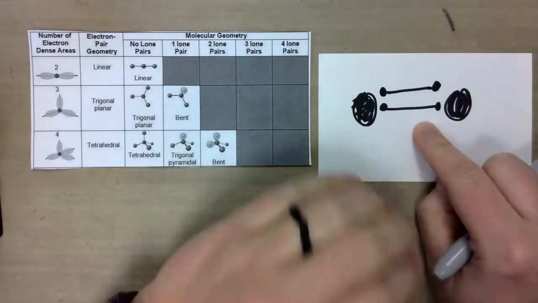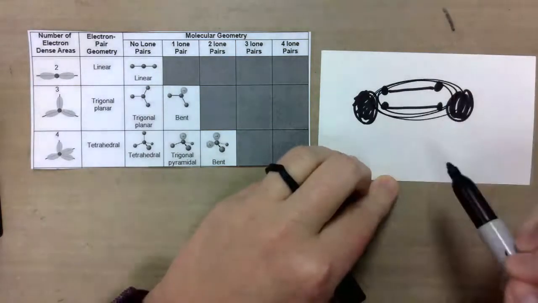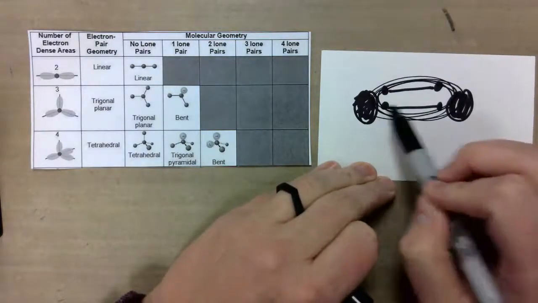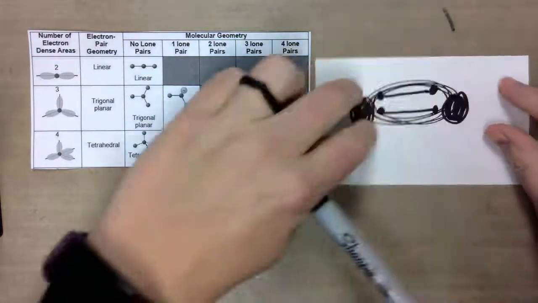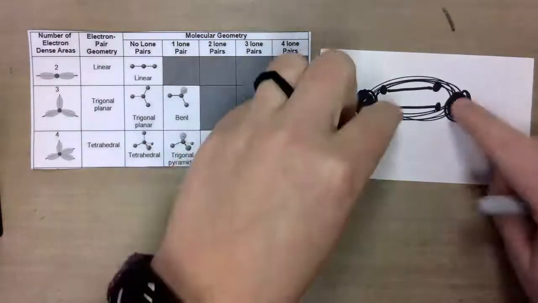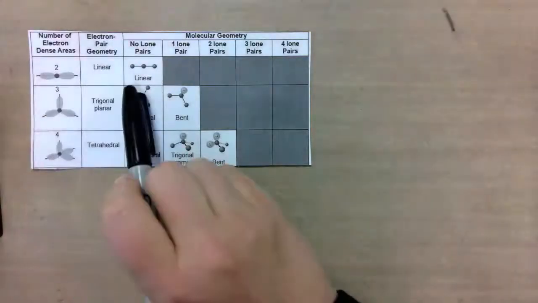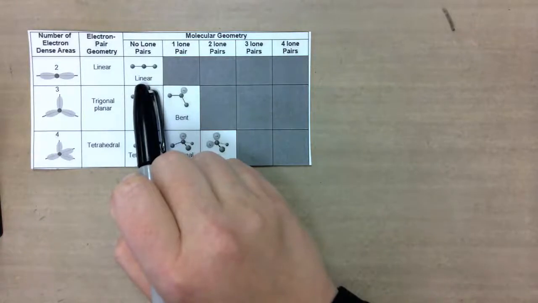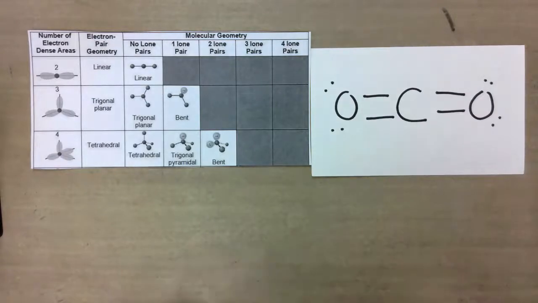So when we talk about electron dense areas, what we're talking about is areas where electrons are stuck in between atoms. And in this case, we have these two bonds here. If I have one bond or two bonds or three bonds, they're still going to be stuck in the same area between two atoms. So when we talk about electron density, they're still in the same area. So we are going to be talking about, in this one to begin with, the linear shape. And a linear shape is caused by a molecule that has two electron dense areas and no lone pairs.